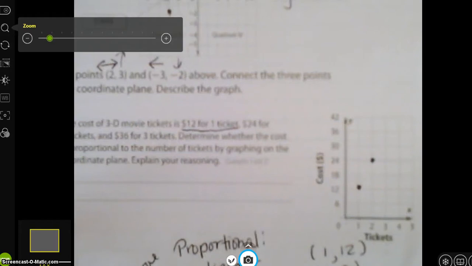And the last one is $36 for 3 tickets. So how do you think we would write that?